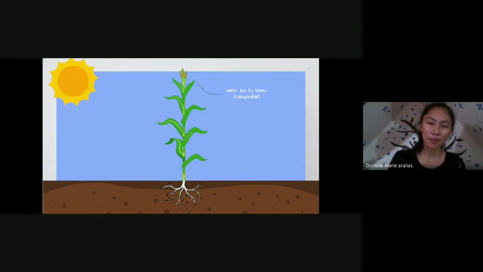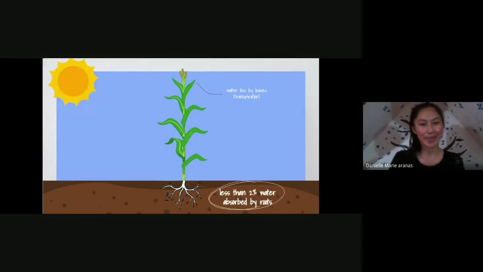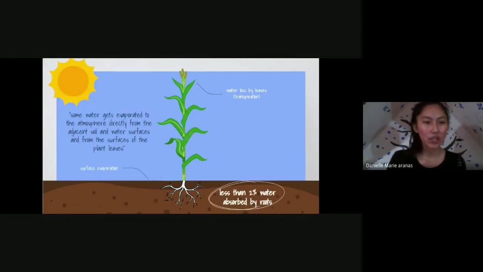Only a very small portion, less than 2% of water is absorbed by the roots and is retained in the plant, and the rest of the absorbed water after performing its tasks, it will get evaporated to the atmosphere mainly through the leaves and stem. And once again, this is the process of transpiration.